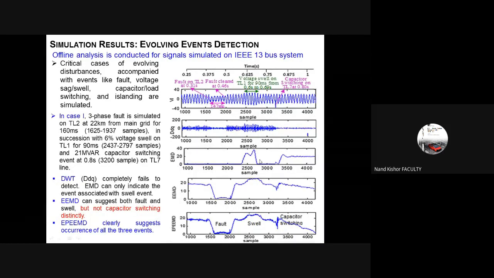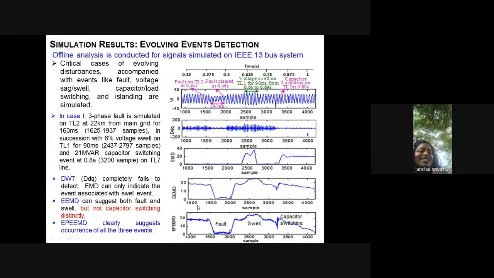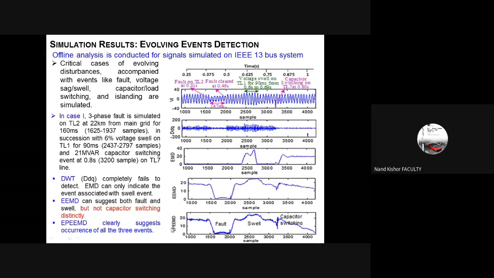Empirical mode, the conventional one, detects only the swell, right? And you can indicate the capacitor switching. And then EMD also has some detection. However, if you refer to the ensemble technique, that means energy preserving ensemble, there we can know the fault duration, we can know the swell duration, and we can also know about the capacitor switching. So that means using this technique, all the 3 events which occur in succession can be easily observed here. That is the approach with the energy preserving ensemble.